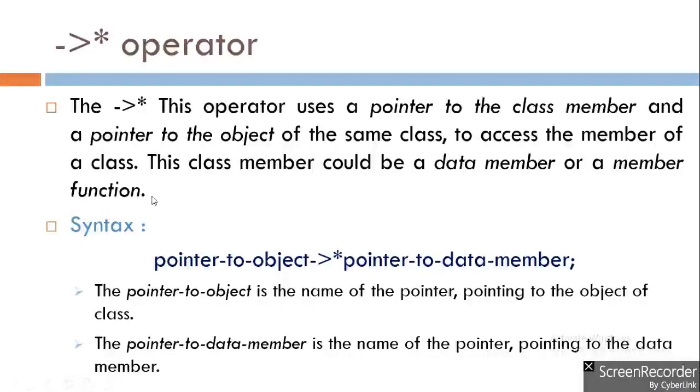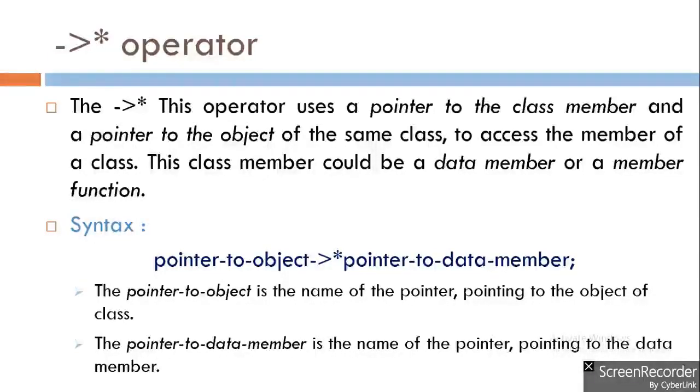That means we can use pointer to object arrow asterisk pointer to data member. We can point to a data member using a pointer to the object. Here pointer to the object is the name of the pointer which is pointing to the object of the class, and here pointer to the data member is the name of a pointer which is pointing to the data member of a class. That means here we are dealing with pointers to pointers, right?